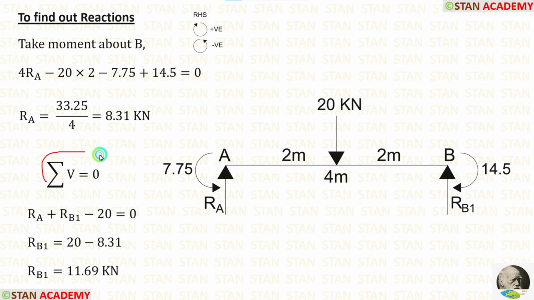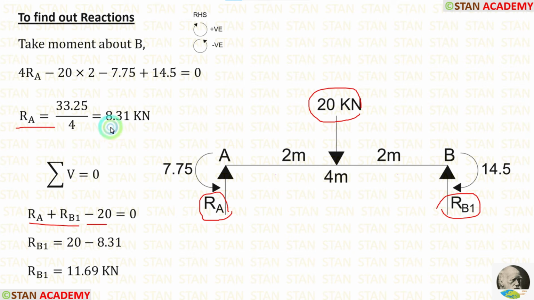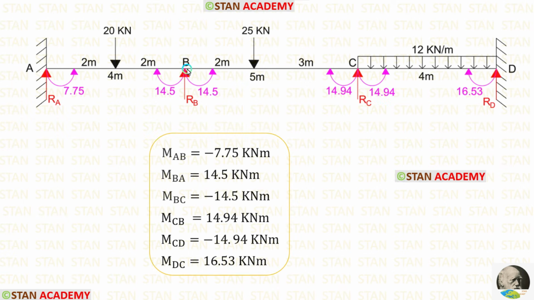Now, using the rule, summation of vertical forces is equal to 0, we can calculate RB1. In this span, there are three forces. RA and RB1 are acting upwards, so both are positive. Point load 20 kN is acting downwards, so it is negative. We already know the value of RA. Let us apply that. In this way, we can get RB1, which is equal to 11.69 kN. Now, let us calculate the reactions in the span BC.